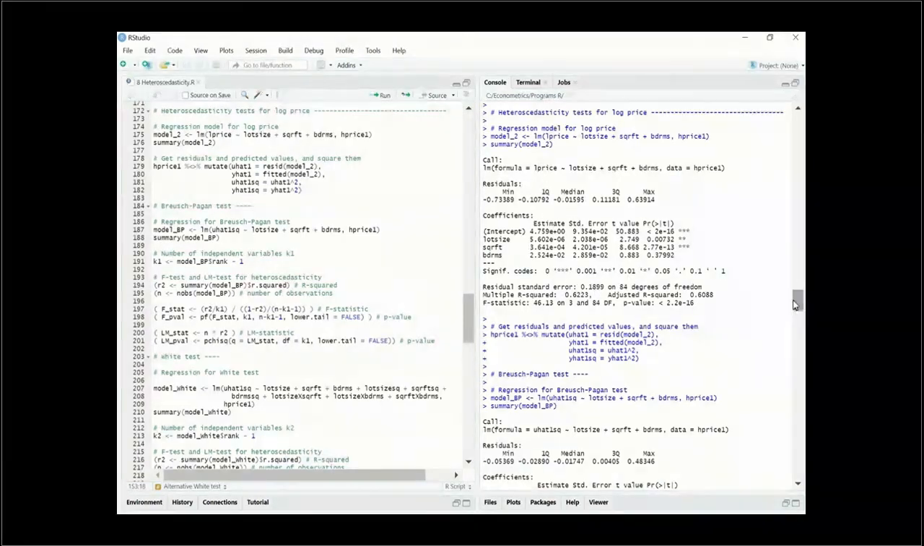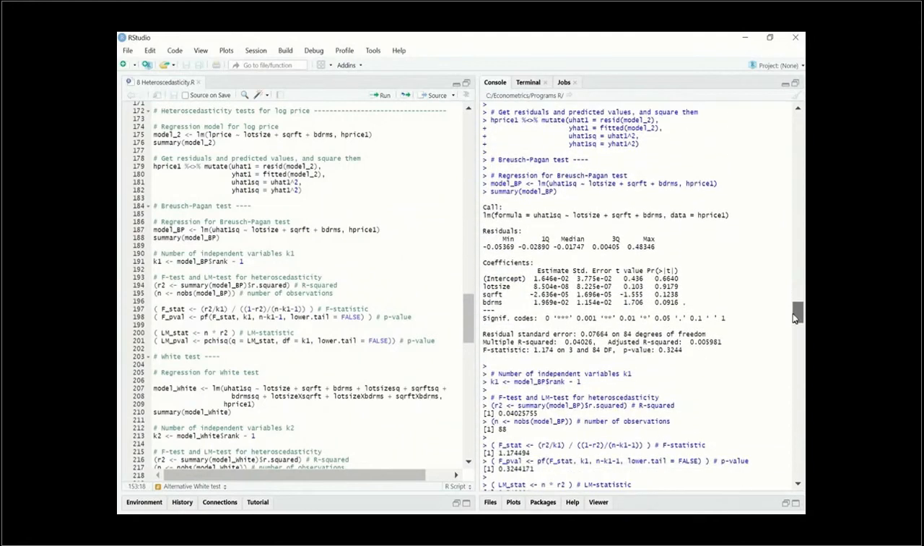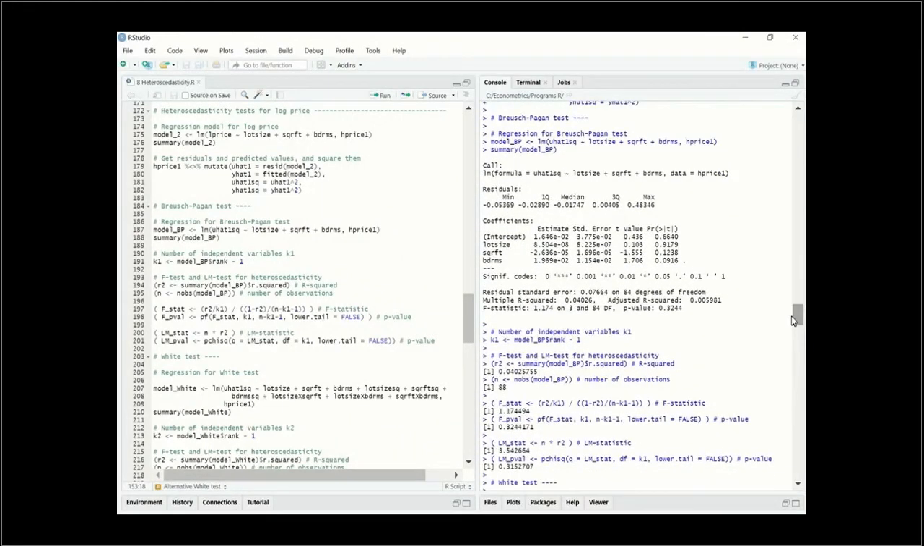And now the Breusch-Pagan test would be regressing the squared residuals on all of the independent variables. So looking at these, actually, only the coefficient on bedroom is significant at the 10% significance level, but it's not significant at the 5% significance level. So only this coefficient is significant.